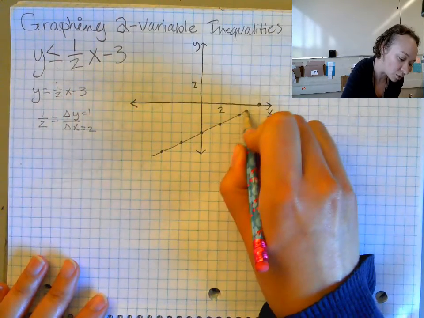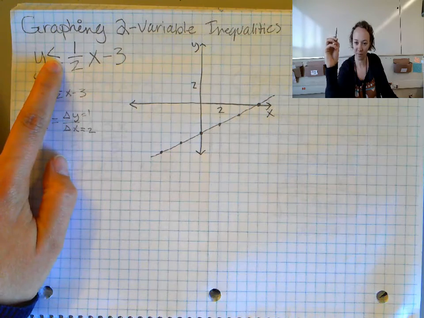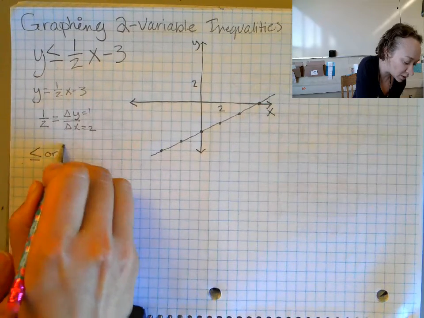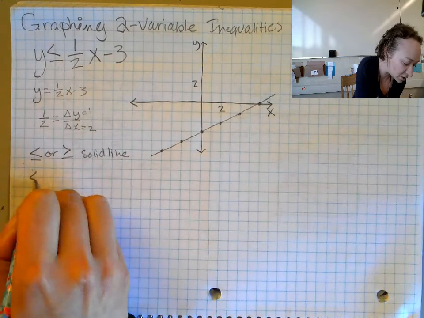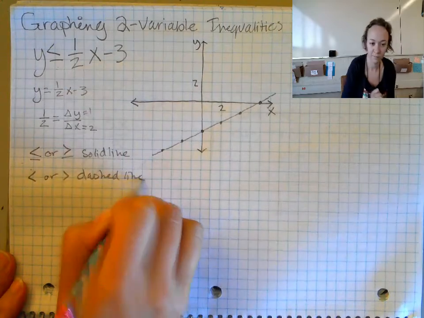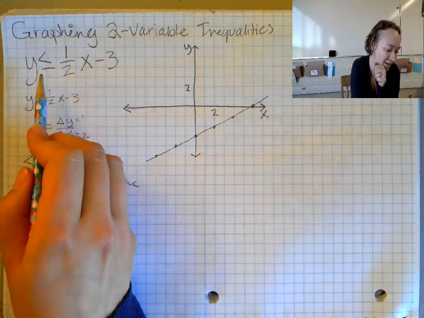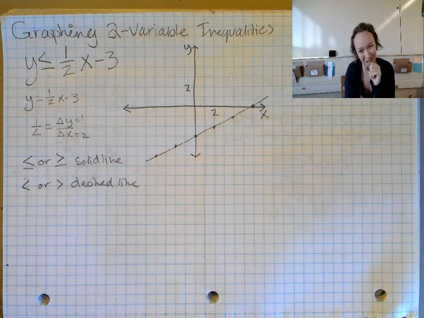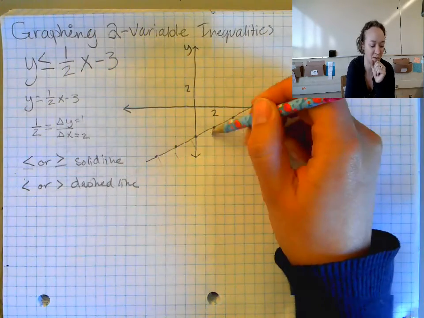If it had not been an or equal to, if it had just been a less than, then I would do a dashed line. Okay? So if it's like this or like this, we do a solid line. If it's like this or this, we do a dashed line. All right, now I know that I need all the points that are less than or equal to 1/2 x minus 3. So I think less than on this one would probably be all this stuff down here.